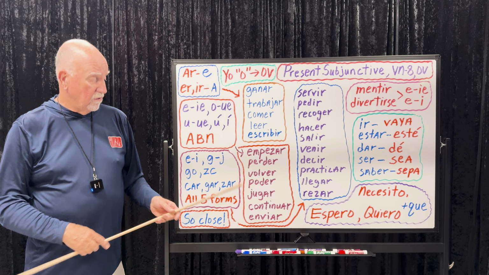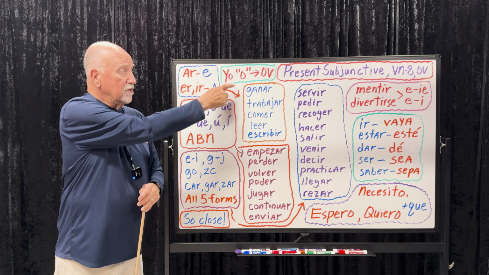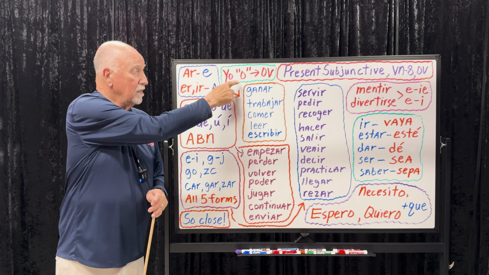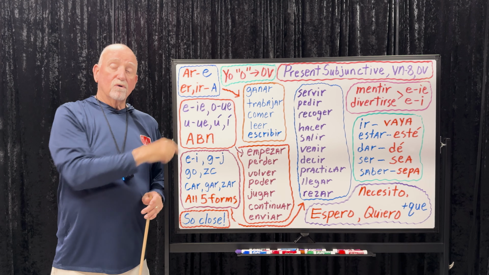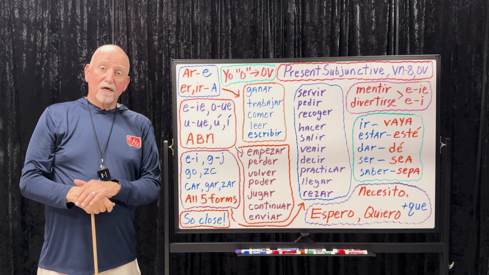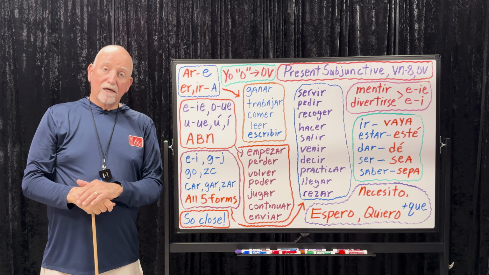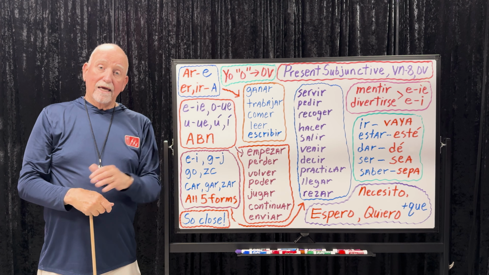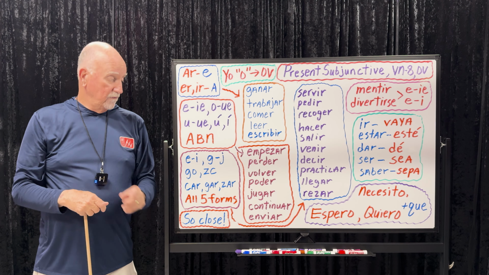Let's go with continuar, okay? Continuo with an accent on the U. We're going to change it to an E. Continúe, accent on the U. Continúes, accent on the U. Continúe, accent on the U. Continuemos, no accent. And continúen, accent on the U.